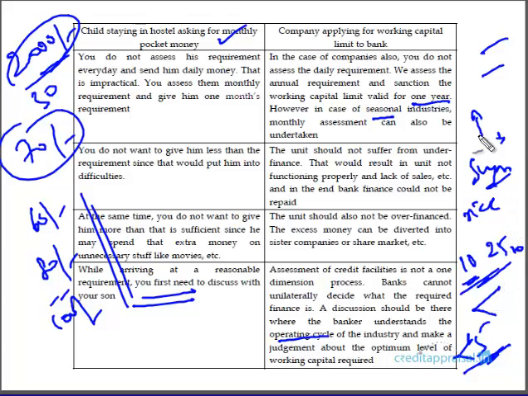But basically the point is you don't do a daily or a monthly assessment. You sanction a working capital limit for 1 full year. You analyze the requirement for 1 full year and sanction a limit. Monthly, if you want, you can control the drawing level. Okay, so that is one more analogy. The assessment is for 1 full year, right?